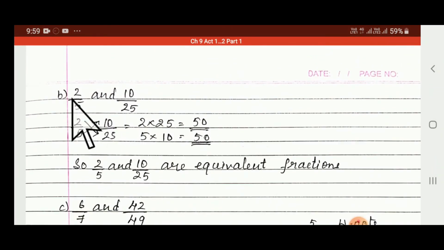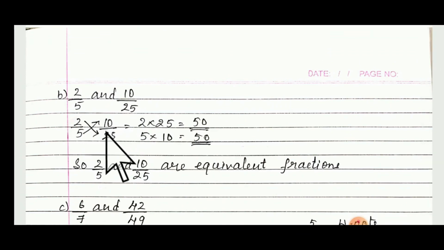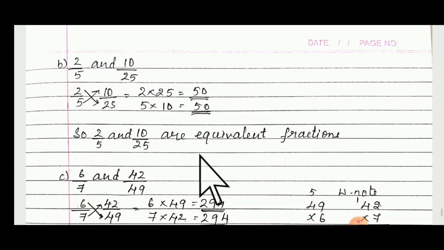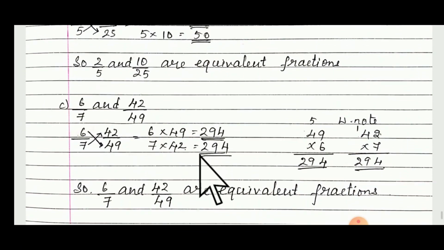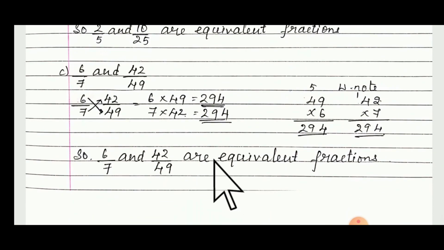B. 2 by 5 and 10 by 25. Again do the cross multiplication. 2 with 25. 2 into 25 it is 50. 5 tens are 50. So both the answers are same. So that fractions is equivalent. Do similar type of C. See, in this also both we are going to get 294 and 294. That is equivalent.